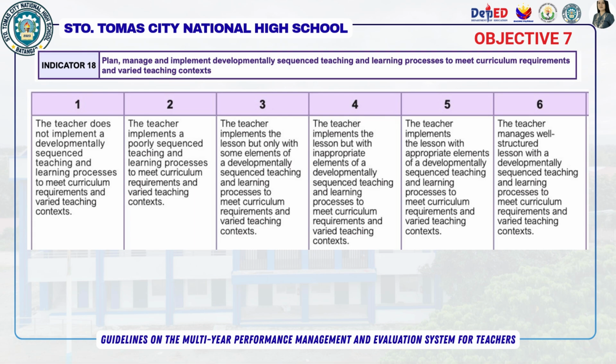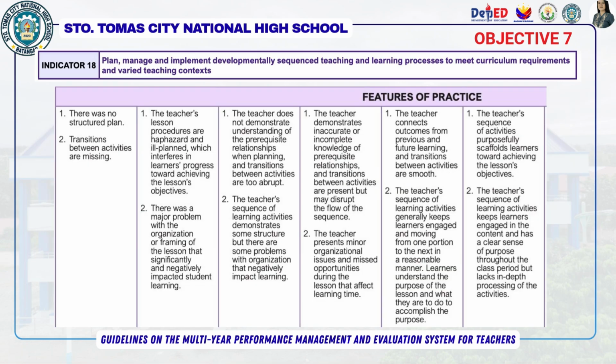To score level 5 or 6, you must implement a lesson that is well structured and employs appropriate elements of a developmentally sequenced teaching and learning process. The flow itself should be evidence that you planned the steps with the learner's cognitive development in mind.